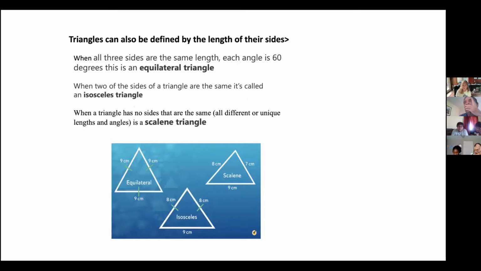You can also define them by the length of their sides. If all 3 sides measure the same, then it's going to be an equilateral. That also means the angles are going to be the same. If 2 sides are the same and one is not, then it's isosceles. And if none of the sides are the same, that is a scalene.